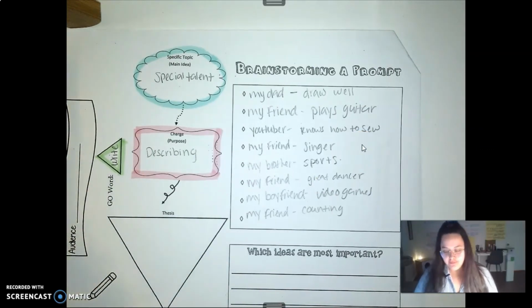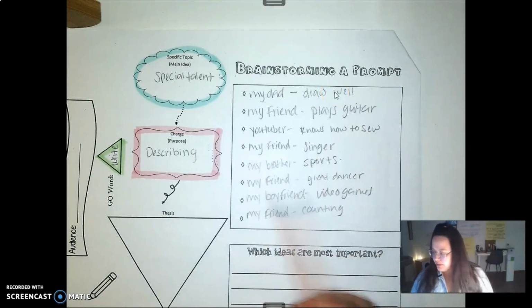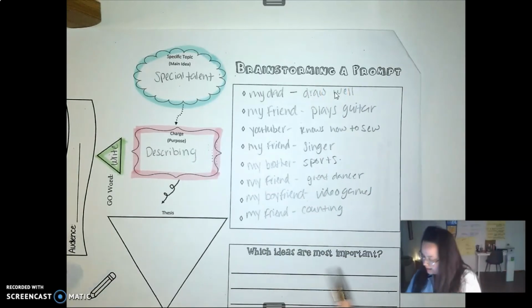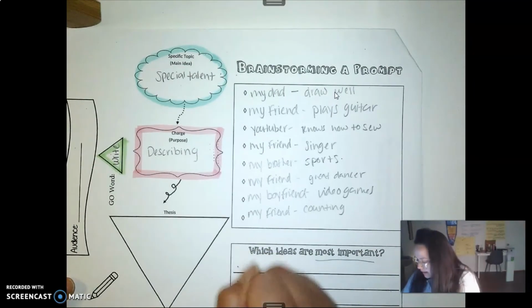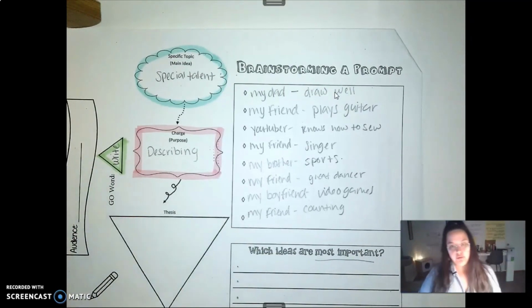So now that I filled out my brainstorming prompt, my next step would be to figure out which ideas are most important. And I'm always going to express that I want you to narrow it down to at least 2 or 3.